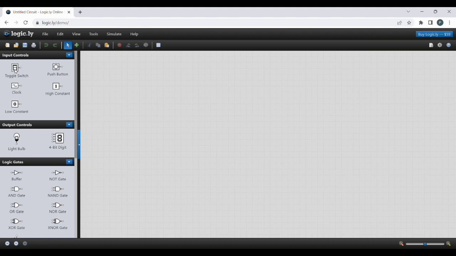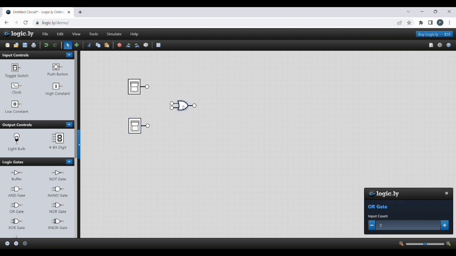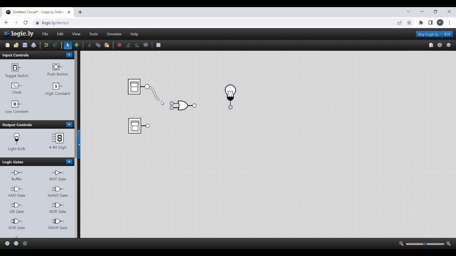To give the input, I'm going to take two toggle switches to give two inputs. And we are going to do the OR gate, so I took one OR gate. To get the output, I took a light bulb. So connect the wires.